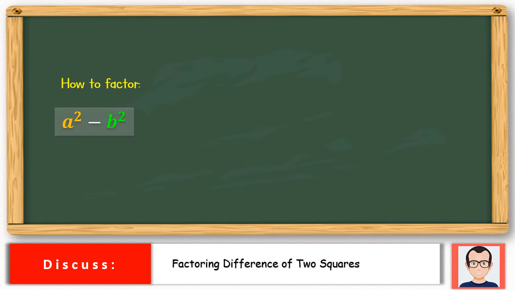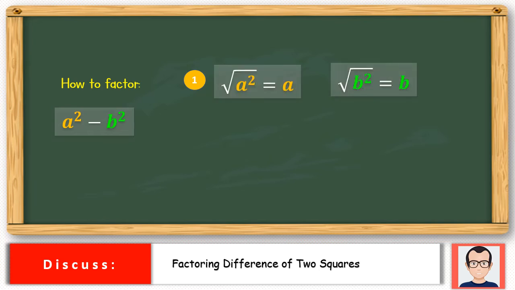And this would be our step in solving it. First, we find the square roots of the two terms that are perfect squares. Then, we write the factorization as the sum and difference of the square roots. Or you may simply follow this pattern: a plus b multiplied by a minus b. Alright, now let's try to solve problems like this.